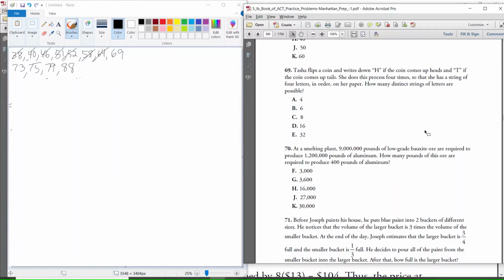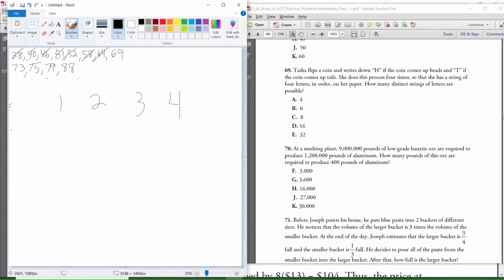Well, this is kind of probability. It's called counting. And the way that we do it for counting, if we do it a certain number of times, we see how many different things we could have each time and then multiply all those together. So she's doing this 4 times. 1, 2, 3, 4. How many different things can she get the first time? Well, heads or tails. 2 things. How many the second time? Heads or tails. How many the third time? Heads or tails. How many the fourth time? Heads or tails. How many possible distinct strings of letters can she get? Well, 2 times 2 is 4, times 2 is 8, times 2 is 16.